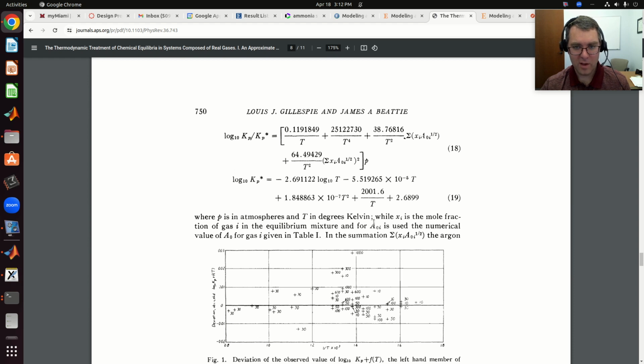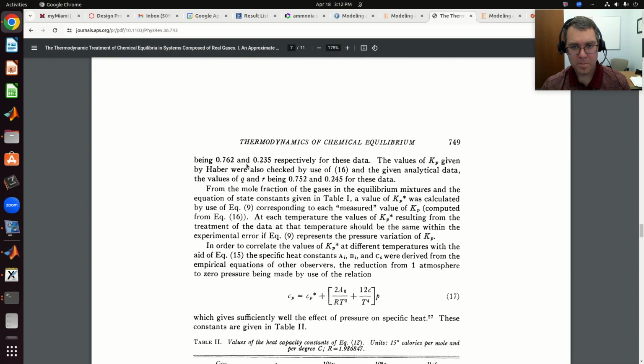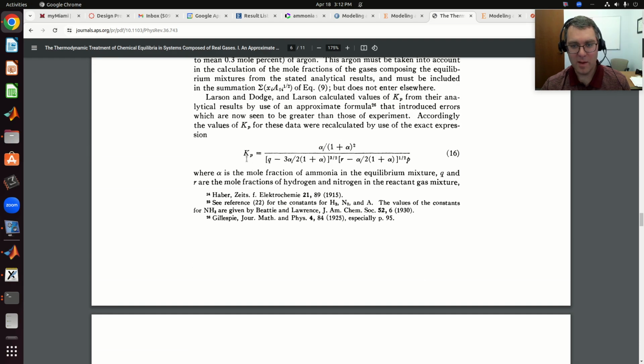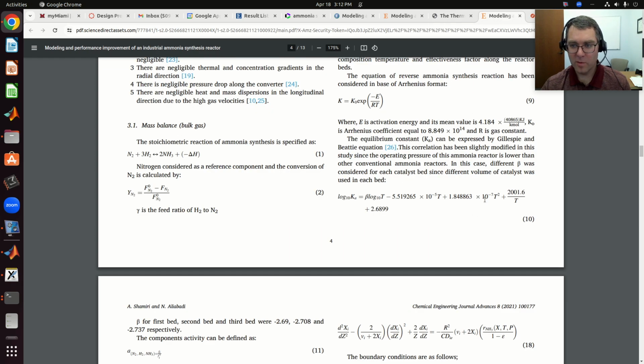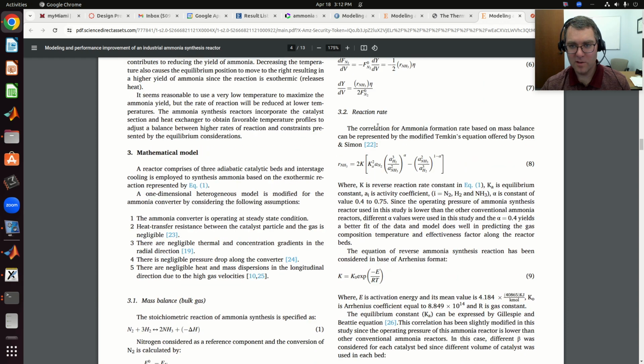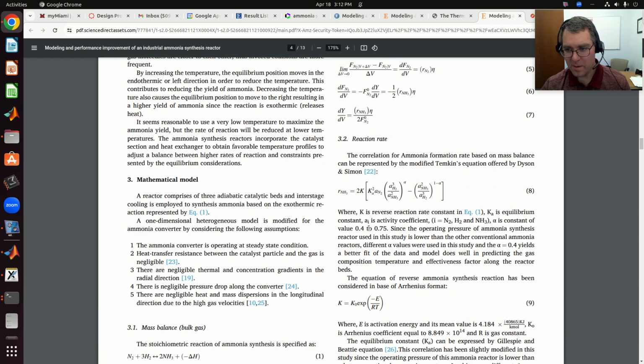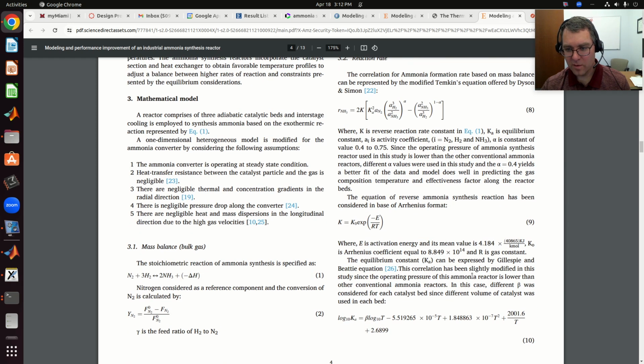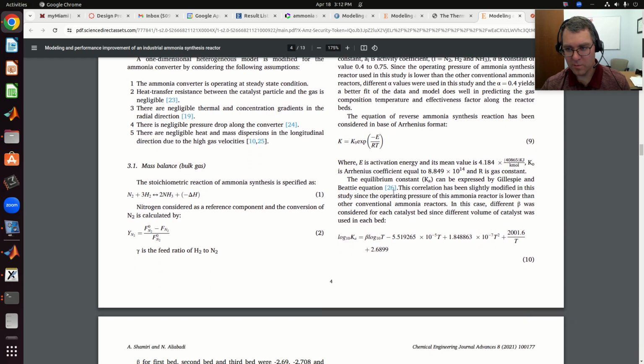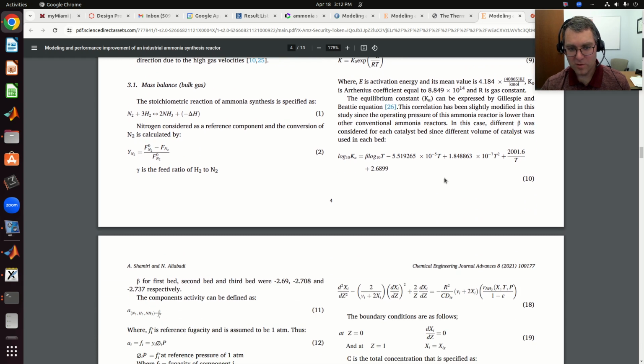I guess they first calculate Kp star, which is what I put in as my equilibrium constant. Then with Kp star, they would compute Kp. So it looks like there's a little more to it. But I started with this equilibrium constant because I'm looking at this equation, where Ka is the equilibrium constant, and it comes from the Gillespie equation, which is exactly what's in that Gillespie equation, only the term in front of the log term changes slightly.